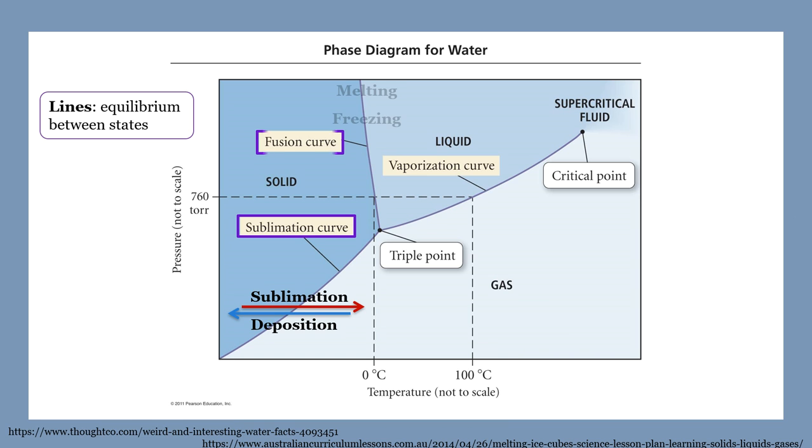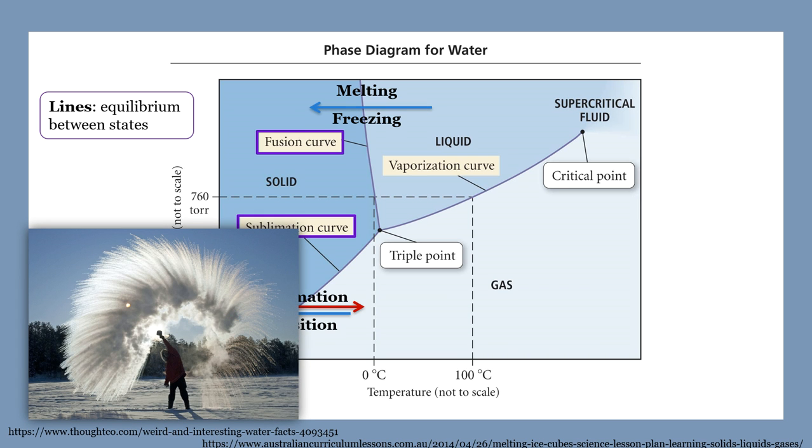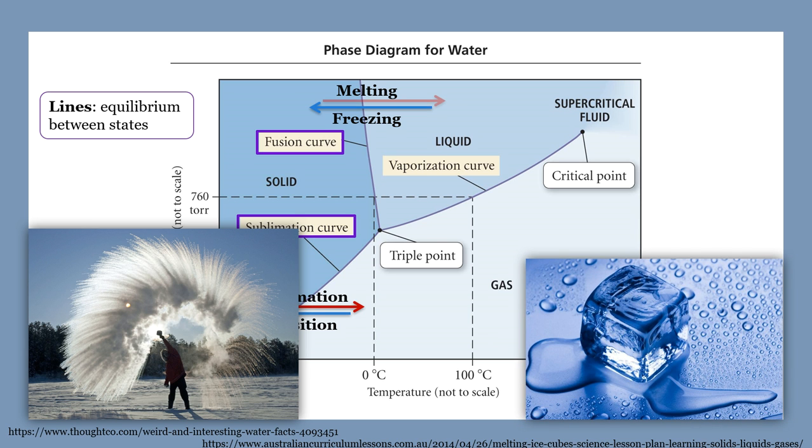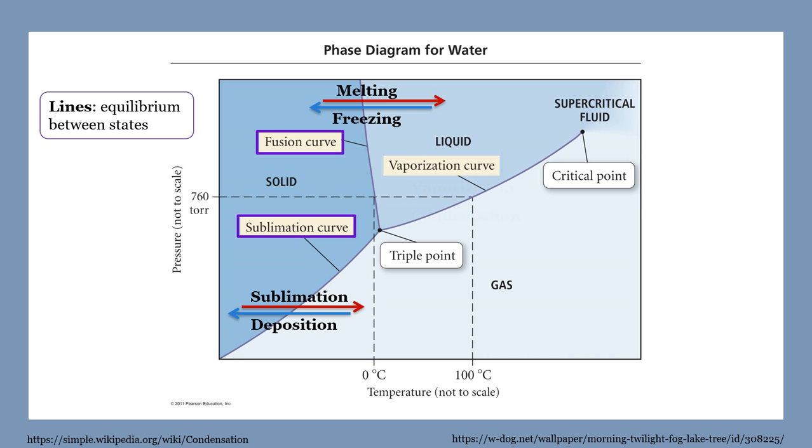The fusion curve denotes the equilibrium between the solid and the liquid phases. Removing heat from liquid water at a certain pressure will cause it to freeze. If you add heat to ice, the solid water will undergo fusion, a process we know better by its common name, melting. The vaporization curve denotes the equilibrium between the liquid and gas phases.